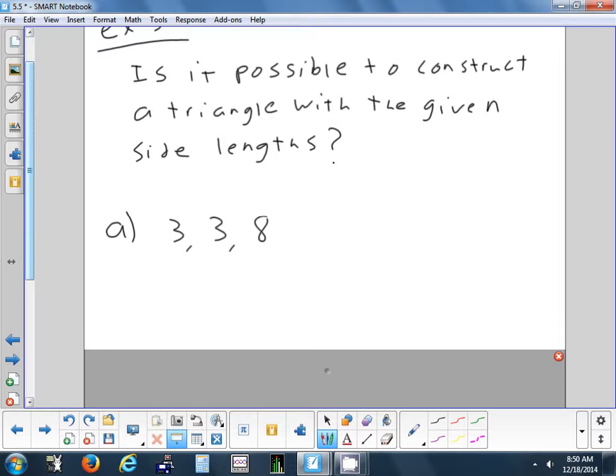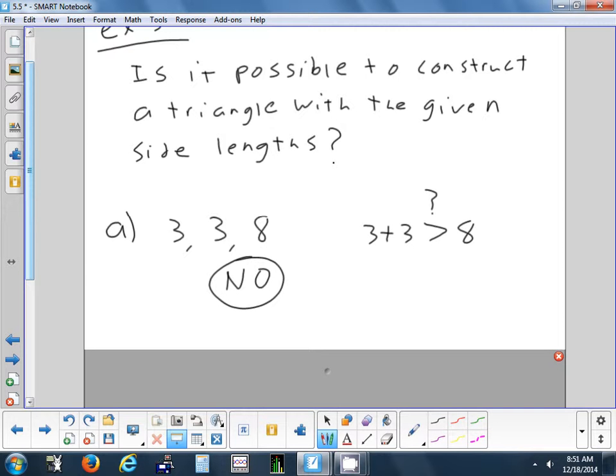Can you give me one pair of sides added together? Just add up any 2 you want. 3 and 3 or 6. 3 plus 3. Okay, and the question is that bigger than which side? 8. 8. Okay, is that true? No. So what does that mean? No, you don't have a triangle here.